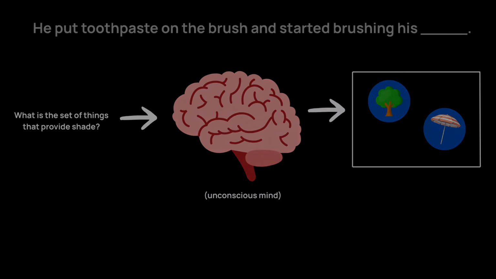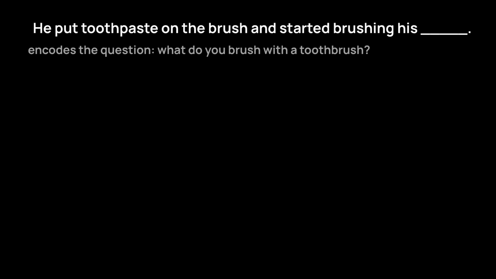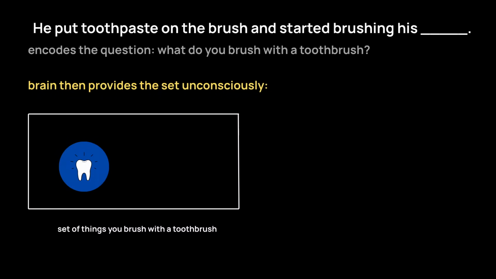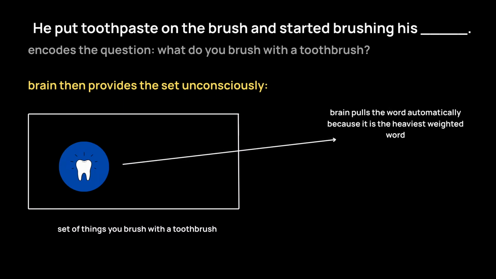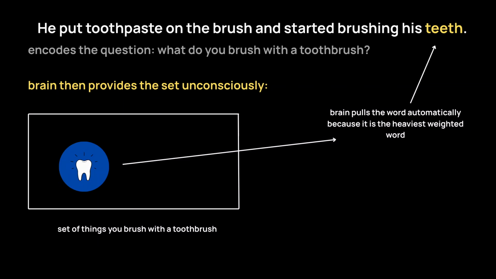When we hear a sentence with a missing final word, the context of that sentence encodes a question that our brain unconsciously answers. This sentence, he put toothpaste on the brush and started brushing his, encodes the question, what do you brush with a toothbrush? And our brain seems to provide a set of answers automatically, unconsciously. And that set has one heavily weighted member, so our brain unconsciously produces teeth at the end of the sentence. Now, you might not be impressed with that, so let's go to the next example.